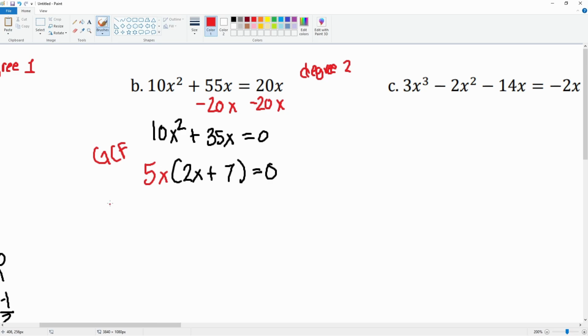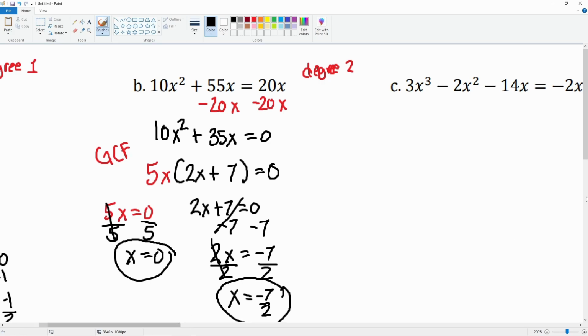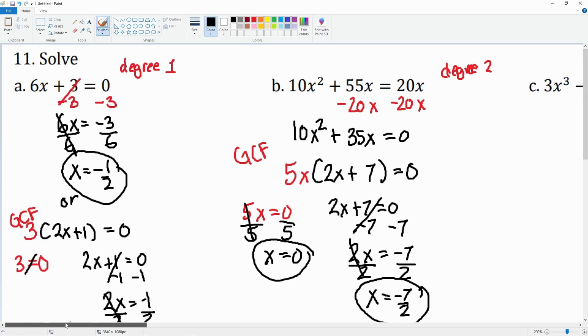Now you set each factor equal to 0. 5x is equal to 0 and 2x plus 7 is equal to 0. We can solve 5x equal to 0 by dividing by 5 on both sides, leaving you with x equal to 0. For 2x plus 7, you subtract 7 from both sides, you get 2x equal to negative 7. Divide by 2 on both sides to get x alone, you get x equal to negative 7 over 2. So your two solutions are x equals 0 and x equals negative 7 over 2. There are two solutions because this is a degree 2, but notice number 11 is degree 1, so it only has one solution.